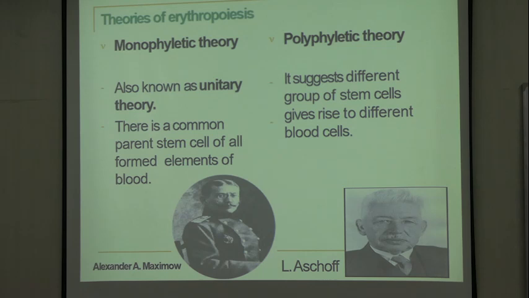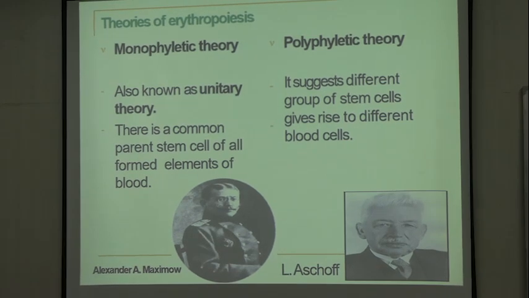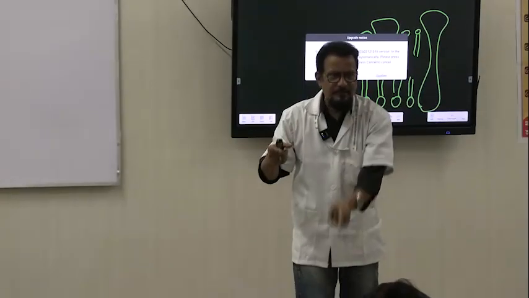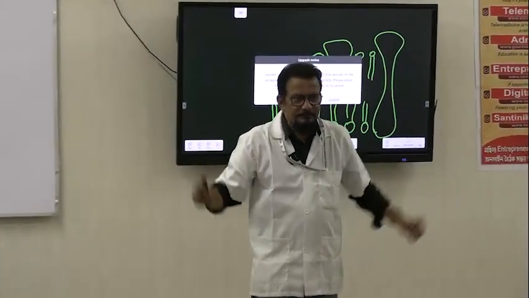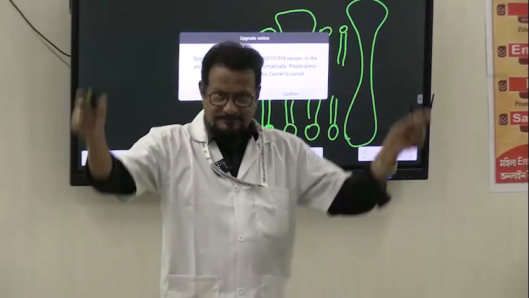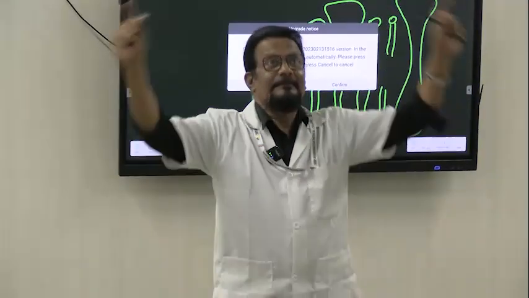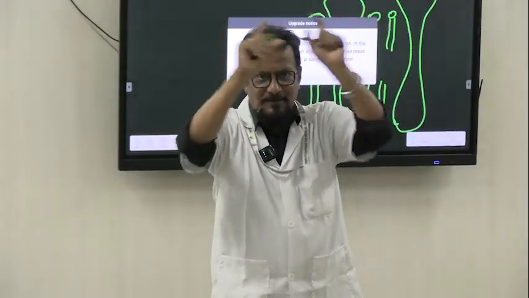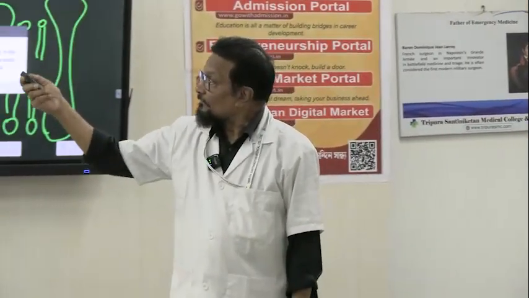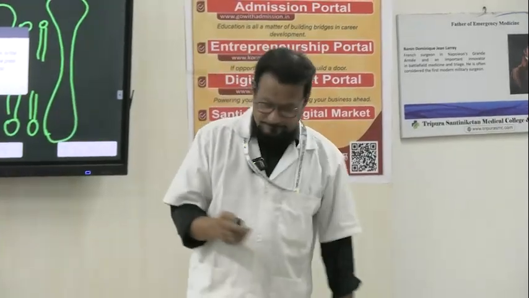And the polyphyletic theory says no, stem cells are different. This cell will produce erythrocytes, that one will produce lymphocytes, another will produce granulocytes and so on. So for different lines of blood cells, there are different stem cells. So this is the polyphyletic theory.